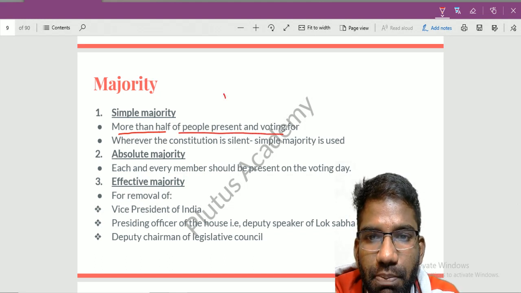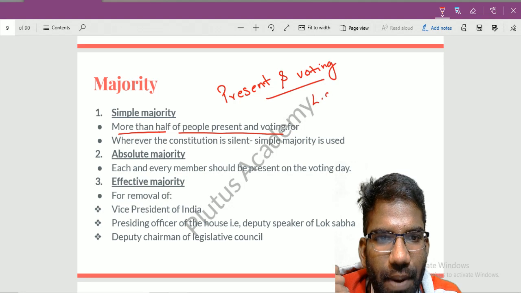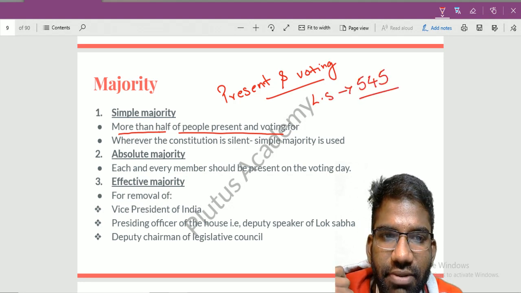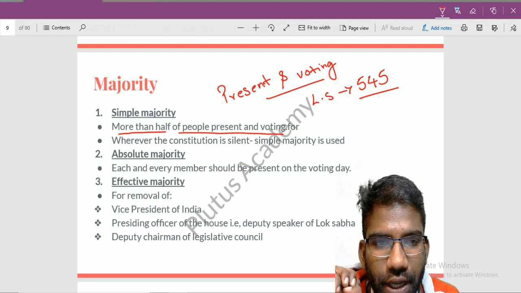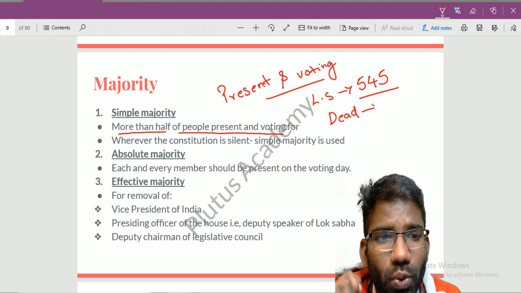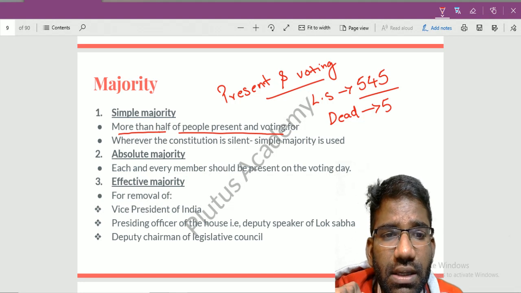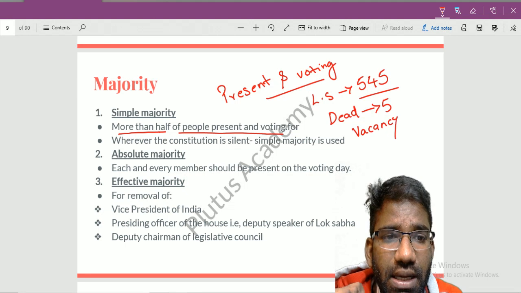What does that mean? Present and voting. These are the key words in this topic. Suppose in Lok Sabha, if there are 545 members, it is not necessary that the whole of the 545 members will be present on the day of the voting. Certain members will be dead, and those who are dead obviously won't be able to attend the voting.